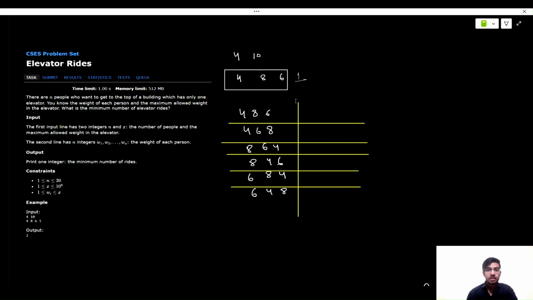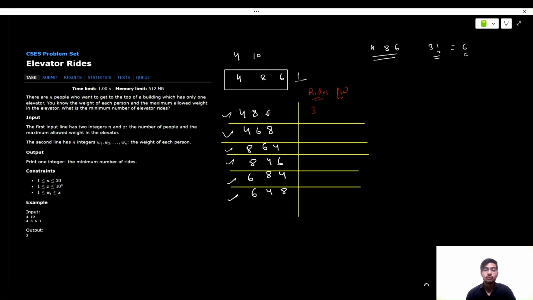To optimize it, let's first try to make an observation. Let's first process these three people, 4, 8, 6. The number of orderings could be 3 factorial, that is 6. So these are the possible orderings. For each, you have to find the number of rides. For this one, you have to make 3 rides. And one more thing that you have to trace is the last weight, along with the number of rides.